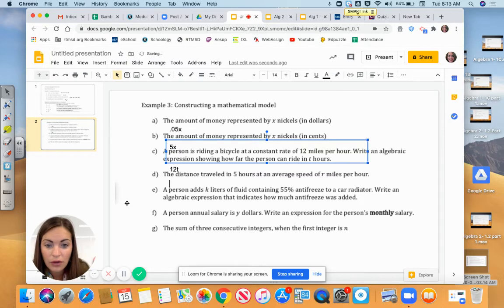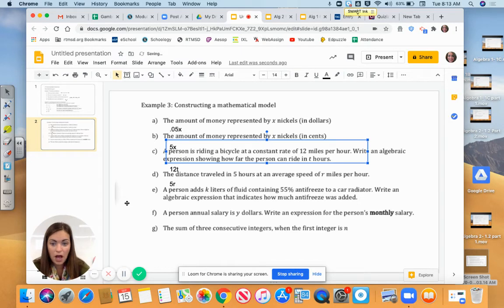Okay, the next one. The distance traveled in 5 hours at an average speed of r miles per hour. So again, this is very similar to this one in that we are traveling for 5 hours at the average speed of r miles per hour. So we would just multiply 5 times r.